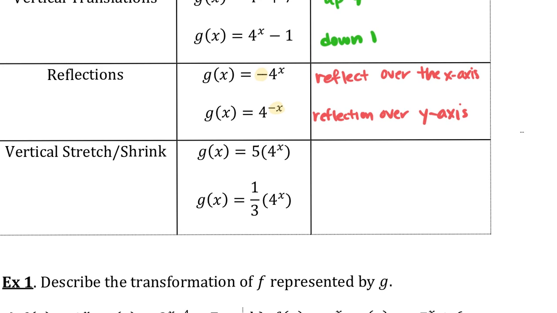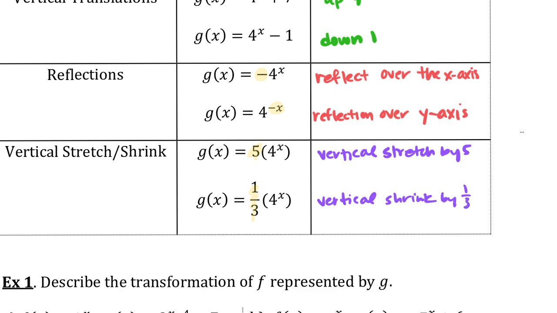We still have a vertical stretch and shrink. For 4 to the x, if I multiply by 5, since 5 is bigger than 1, this is a vertical stretch by 5, or a factor of 5. If I multiply the parent function by 1/3, the y value is going to get smaller, so this is a vertical shrink by 1/3, and that's because 1/3 is between 0 and 1.